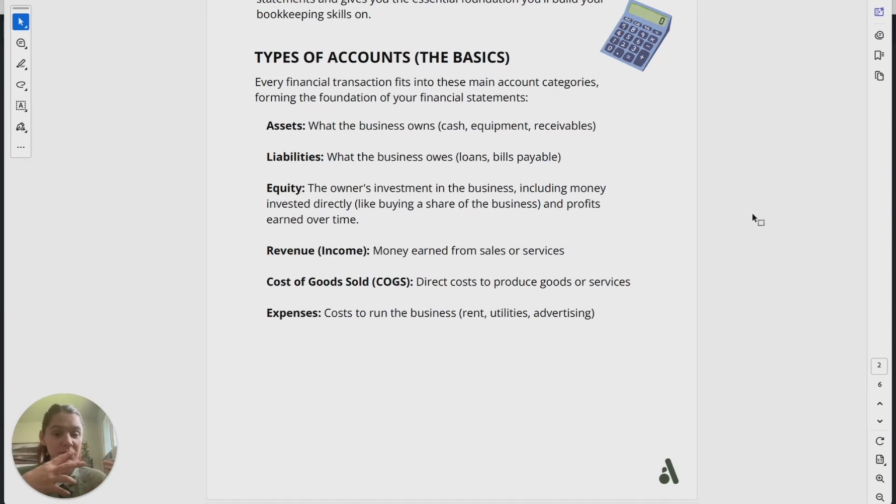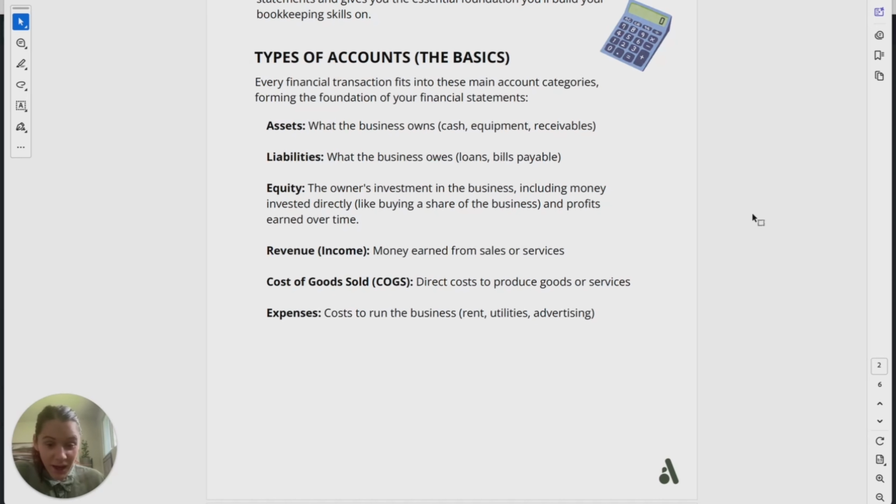So loans, bills payable. You have equity. Those are things like the owner's investment in the business. So things like money that they invest directly for buying shares or profits earned over time. So as time passes and the business earns profits, those are getting stacked up in owner's equity, building the value of the company. There's revenue or income, which is money earned from sales or services.